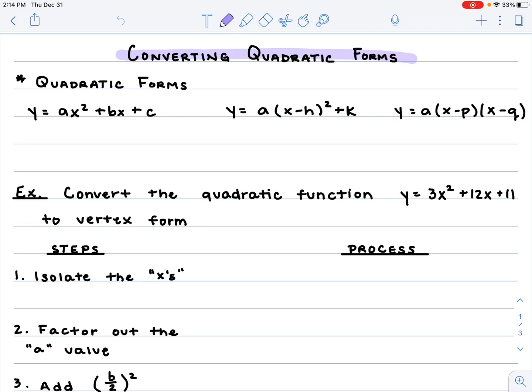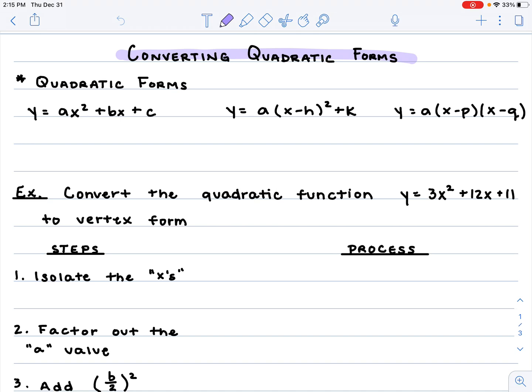Hello, today we're going to be learning how to convert between our quadratic forms. Throughout this unit, we've learned three different forms of the quadratic: the standard form, the vertex form, and the factored form. We know how to go from the factored form to standard form by just FOILing it out, and we know how to go from vertex form to standard form, again by FOILing it out. But we do not know how to go from standard form to vertex form. We haven't learned that yet, and that's what today is all about.